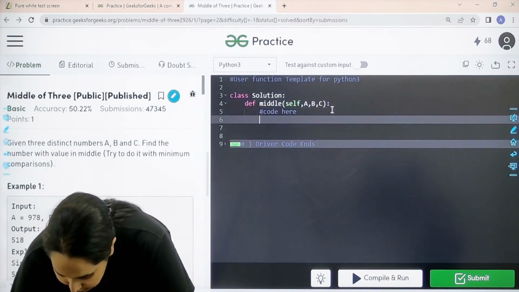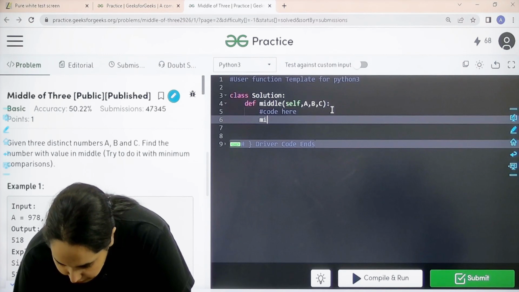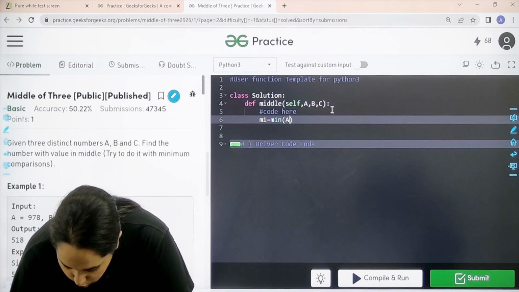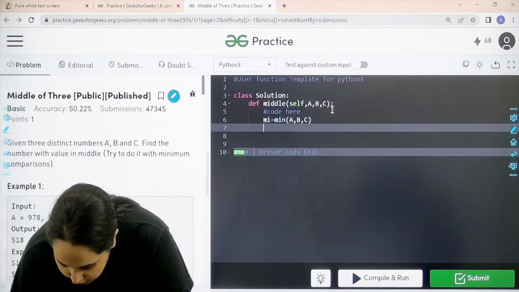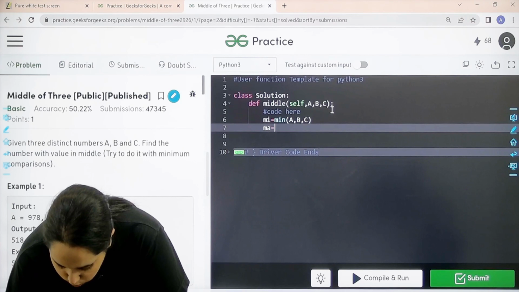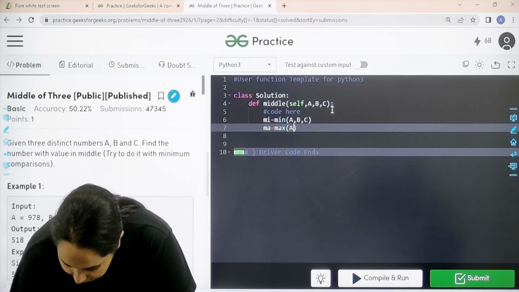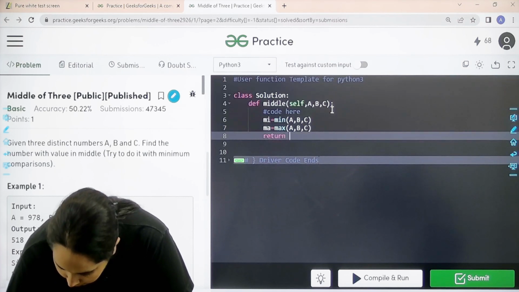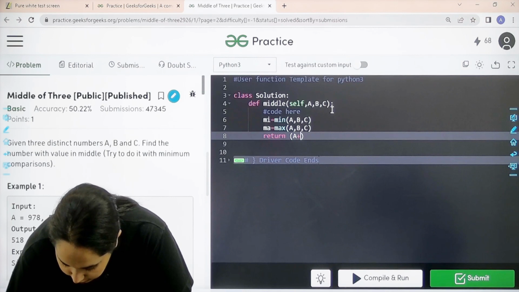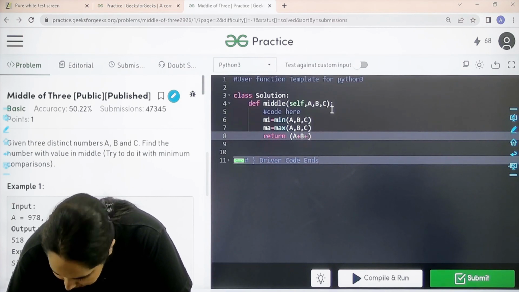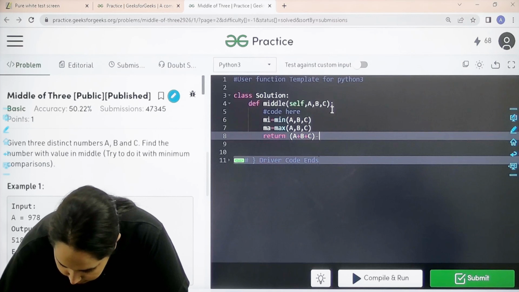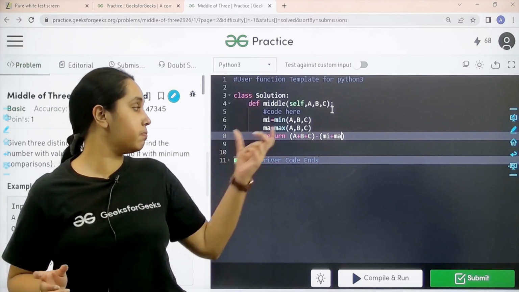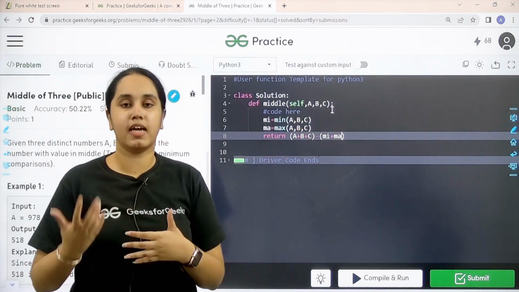First, let's find the minimum. So let's write min equal to min, that is a built-in function, of A, comma B, comma C. Enter. Now max. So max equal to max of what? A, comma B, comma C. Then I would just return what? Return A plus B plus C minus (min plus max). Okay, so I just applied the formula that we discussed.